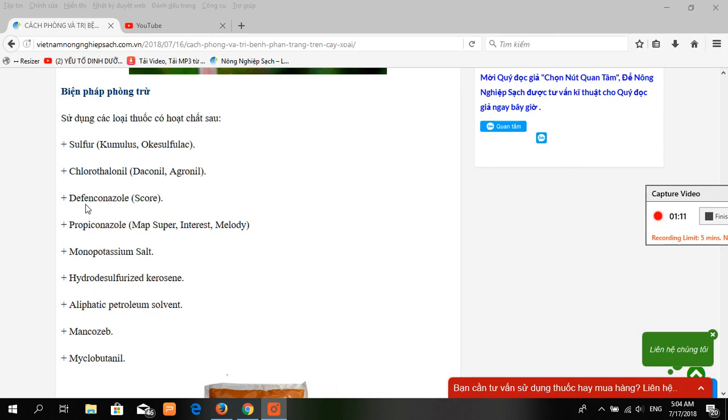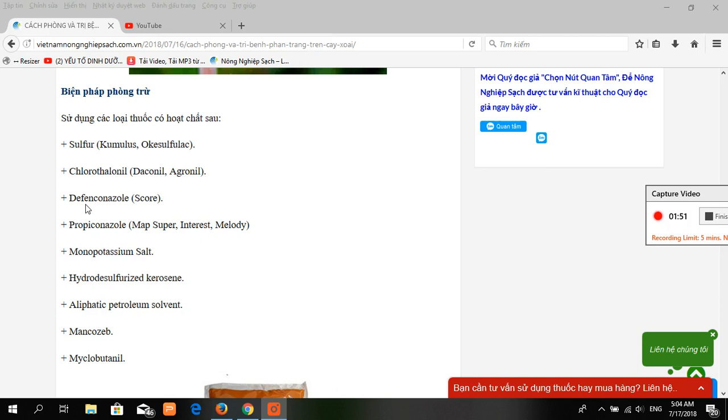The next active ingredient, difenoconazole, in the product Score. The next active ingredient, propiconazole, in products for example Mark, Super, Interest, mainly. The next, monopotassium salt. Next, sulfurized kerosene. The next active ingredient, aliphatic petroleum solvent.